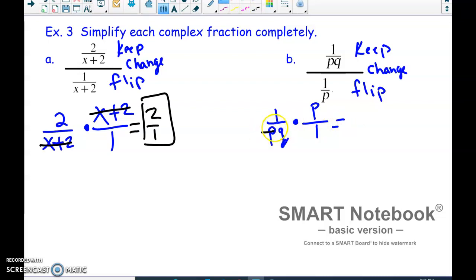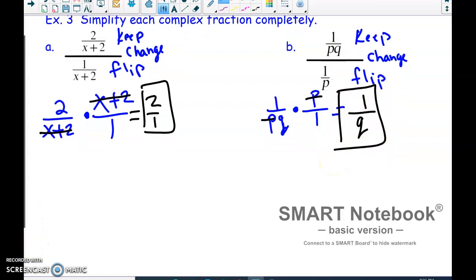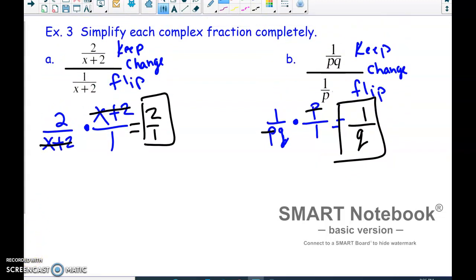Cross out what I have that's alike. I have 1p in the denominator and 1p in the numerator. So I'm just left with 1 times, basically this would turn into a 1, so 1, and then q times 1 is just q. So these are a little bit easier than yesterday's because the problems themselves are a little bit easier. There's not as much to factor.